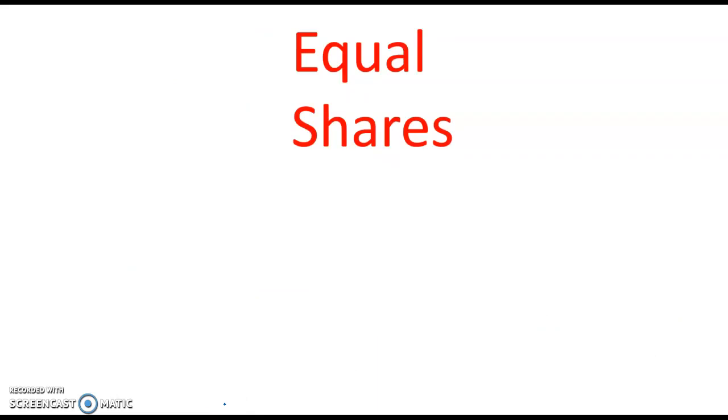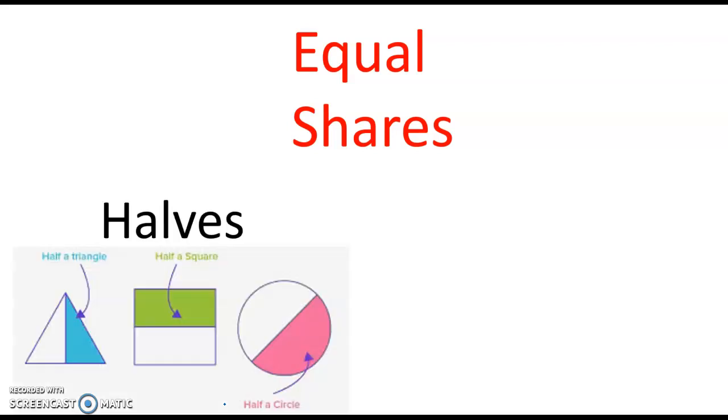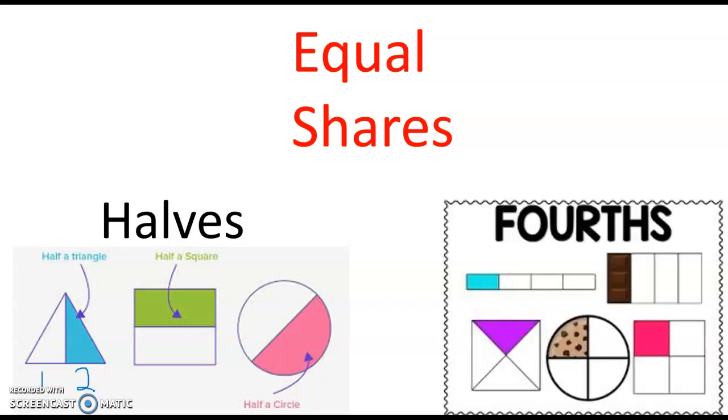Let's talk about equal shares. We know that equal means the same. Equal shares are when a shape is separated into equal size pieces. Shapes can have halves or two equal shares, two pieces the same size. Shapes can also be cut into fourths or four equal shares or equal pieces. If the pieces are not the same size, then they are not equal shares.